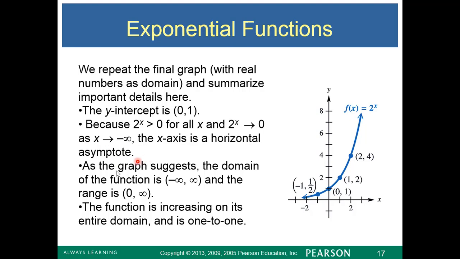Okay? And as the graph suggests, the domain of the function is all real numbers, and the range is going to be all positive numbers, because 0 is not included. And the function is increasing, right? So you can tell from the graph it's an increasing function on the entire domain and therefore is a one-to-one function.